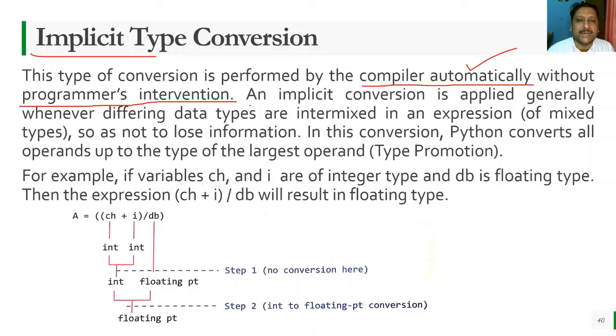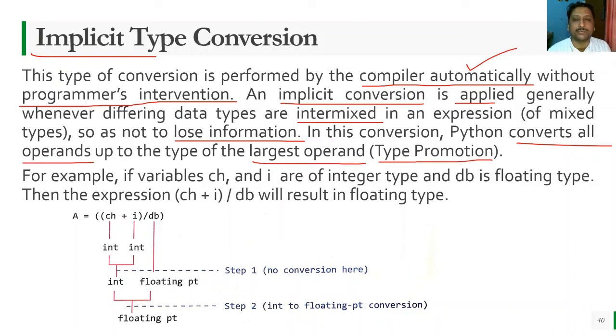See here, an implicit conversion is applied generally whenever differing data types are intermixed in an expression, so as not to lose information. Okay, it is so as not to lose information that implicit conversion is applied. Now in this conversion, Python converts all operands up to the type of the largest operand, and so it is also known as type promotion.